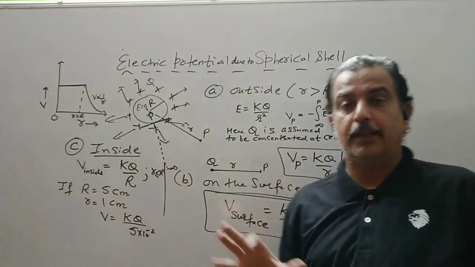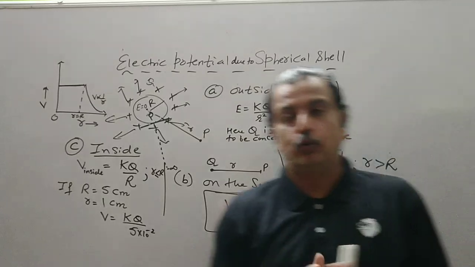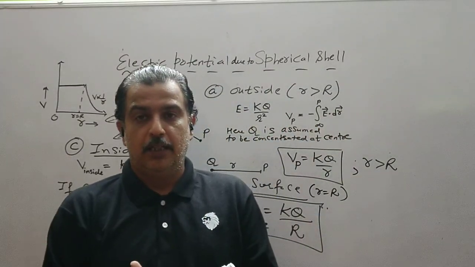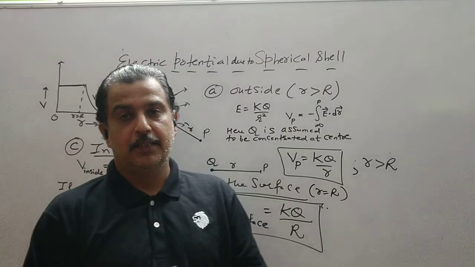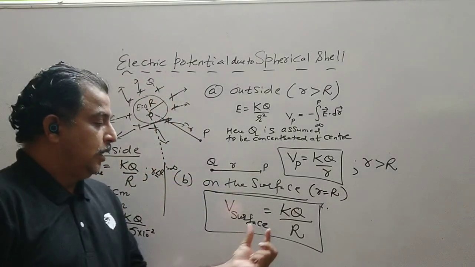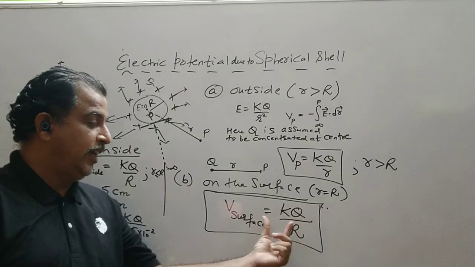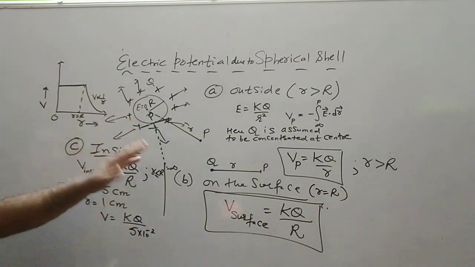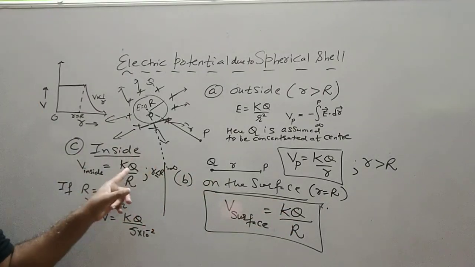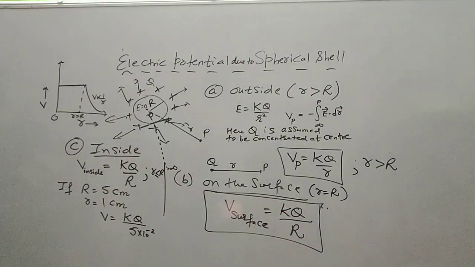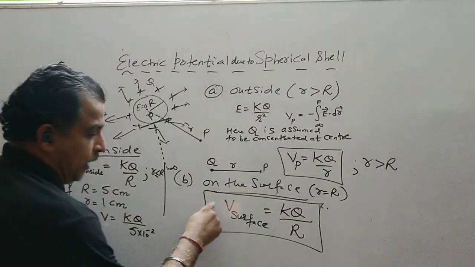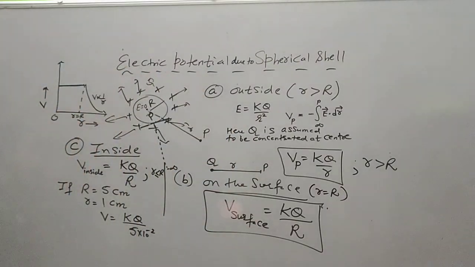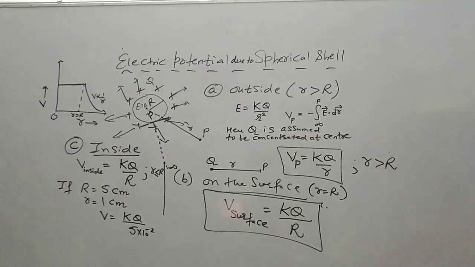For less than 5 centimeter, the potential formula remains the same, and the reason is simple. Inside the hollow sphere the electric field is 0, so you have to spend energy till we reach the surface, and the work done against the field till we reach the surface is kq by capital R, and then inside it becomes 0. So kq by R plus 0 comes out to be kq by R. You have to remember the potential inside the hollow sphere is the same as the potential on its surface, and the graph is like this. This is the electric potential due to a spherical shell.